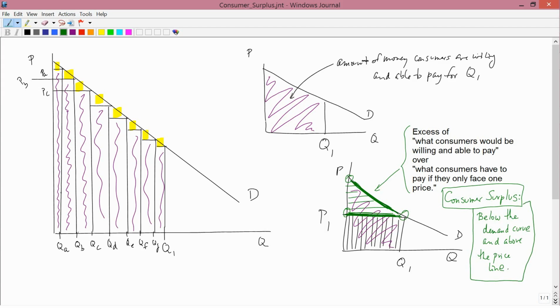That's really key because you do need to know the definition of consumer surplus here. That's what consumer surplus is, but it's also quite important for you to be able to pick out the consumer surplus on a graph. And for that, you need this interpretation of consumer surplus. Below the demand curve and above the price line. Don't forget that.